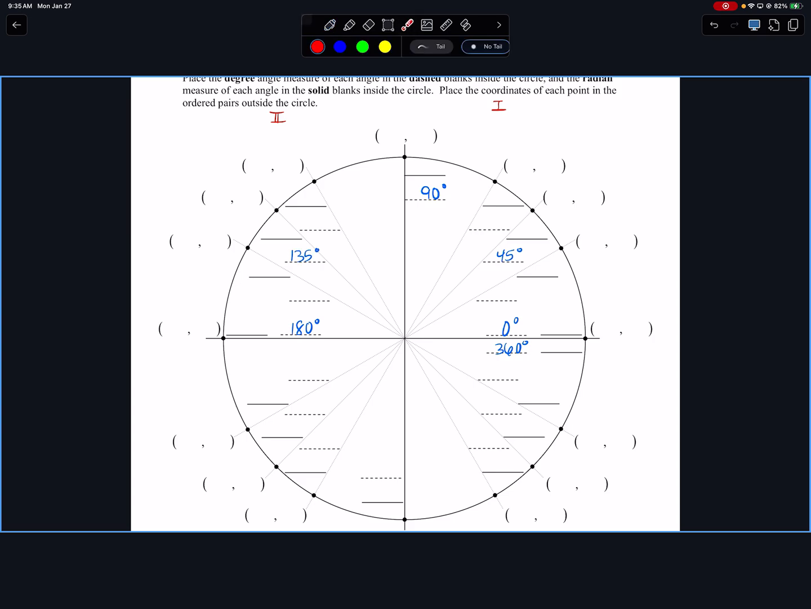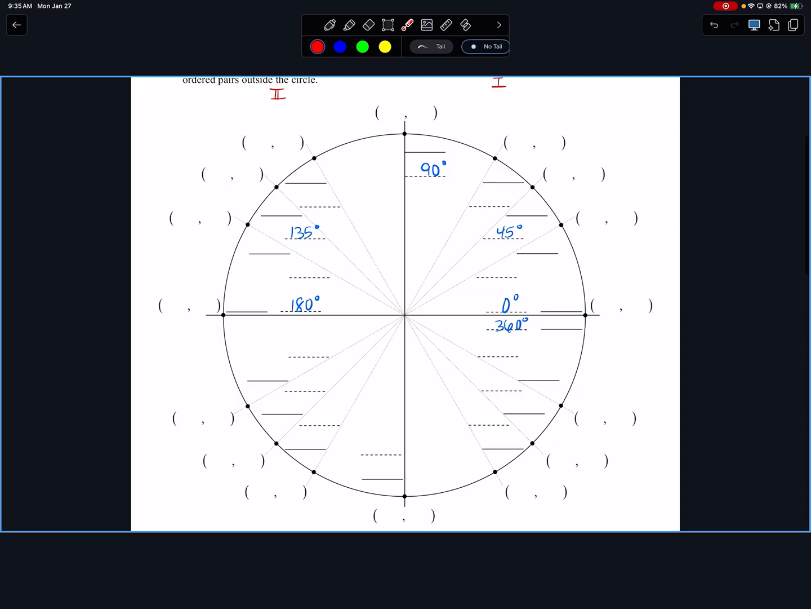Okay, make sure you guys include the degree symbol whenever we're talking about degrees. So another 45 gives us 180. What would another 45 give us? 225. And then what would this be? Good, 270. And then another 45 degrees gives us?